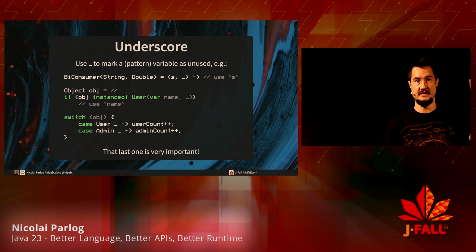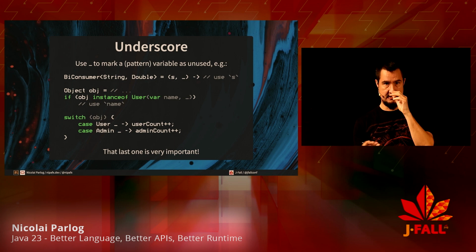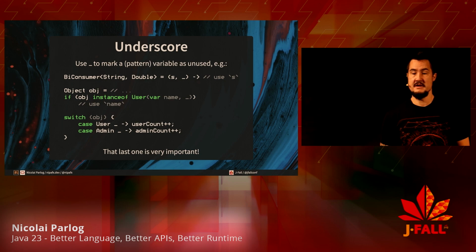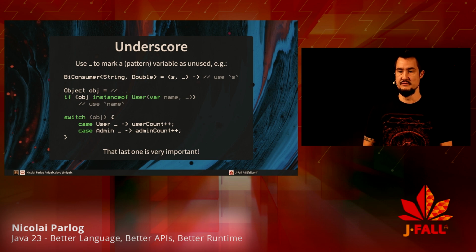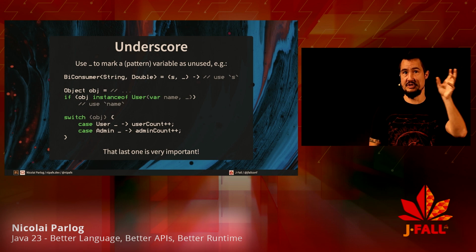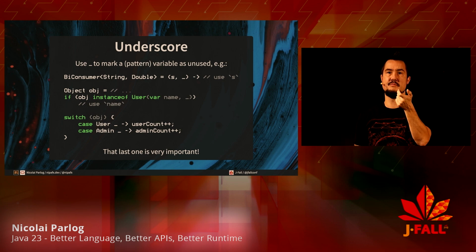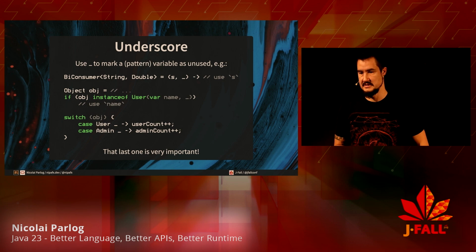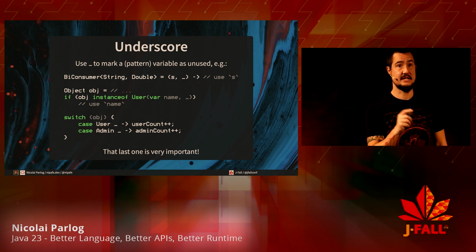Then we have an instanceof check where you use a record pattern to deconstruct the user, and then maybe you only need the name and you don't care about the rest, so you can use the underscore there. And then a third example is when you switch over some kind of object and you use type patterns to say, in case it's a user, do this, and in case it's an admin, do that. But I don't really care about the user or admin instance. I just want to use an underscore there. And that last one is really important. If I only had 2 minutes, I would be done now.